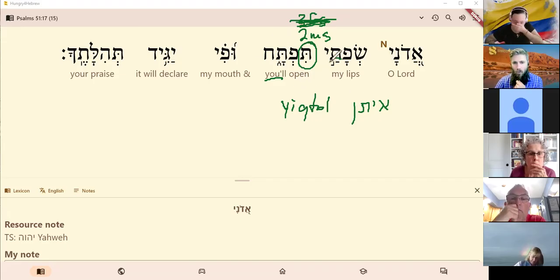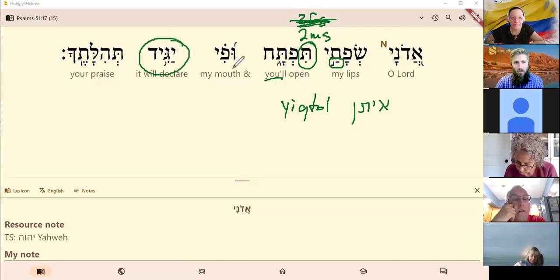Just like the vowel patach, right? The vowel right there, the line, is called a patach. Why? Because you have to open up. Patach is the root that means to open. Tiftach, you will open. Ufi yagid, what's the root of yagid? Nagid. Right, missing nun, gimel, dalet.